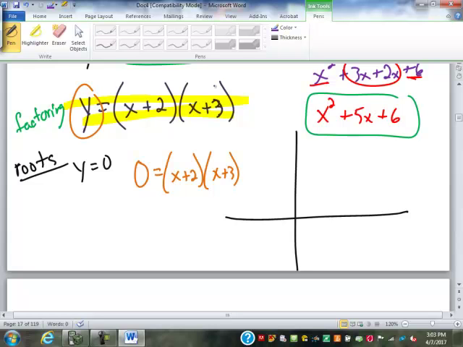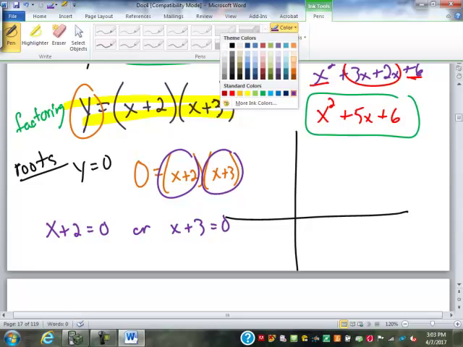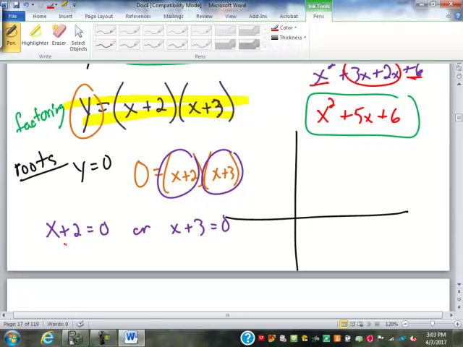One of the more powerful parts of the zero product rule is, again, anything times 0 is 0, but a more powerful version of it is if two things multiply to make 0, one of them has to be 0. So if x plus 2 times x plus 3 equals 0, either x plus 2 equals 0 or x plus 3 equals 0. So I can solve that by subtracting 2. Here either x equals negative 2, or I solve this one by subtracting 3, or x equals negative 3.